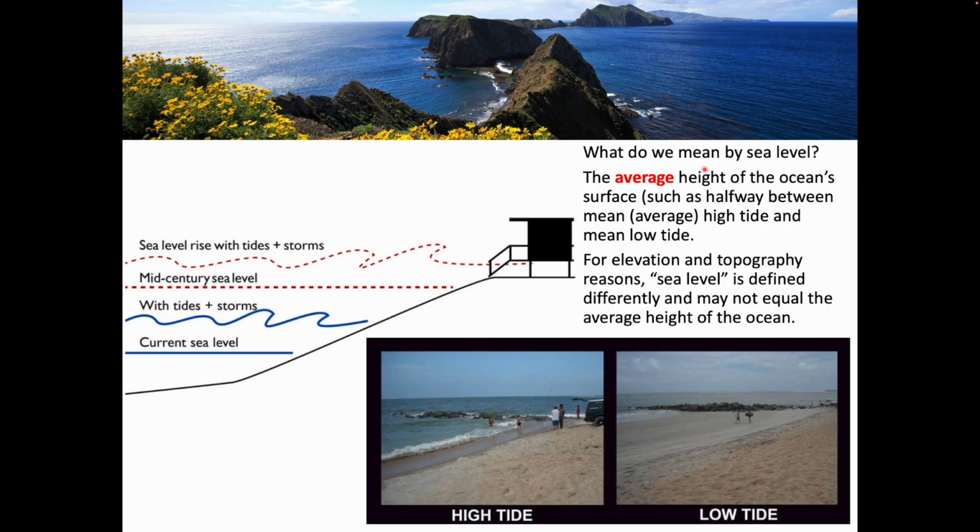What do we mean first by sea level? The sea level is the average height of the ocean's surface, basically halfway between mean or average high tide and mean low tide. However, for elevation and topography reasons, sea level is defined a little bit differently and may not equal the average height of the ocean at any given location. However, it is that average location of the sea that we define as sea level with regard to beach and coastal processes.